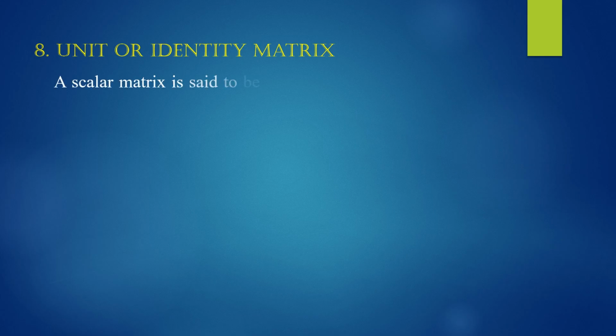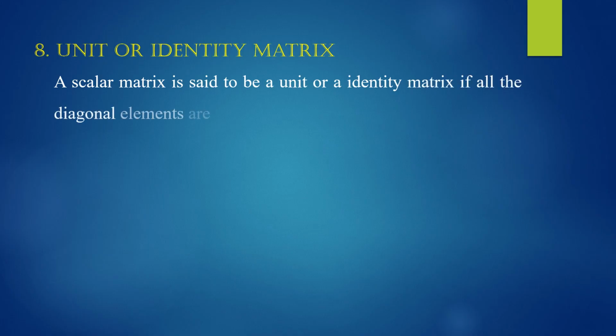So a scalar matrix is said to be a unit matrix or an identity matrix if all the diagonal elements are 1. And there is a special symbol to write a unit matrix or identity matrix. It is denoted by the capital letter I, and we write the order of the matrix as the suffix of I, like this.